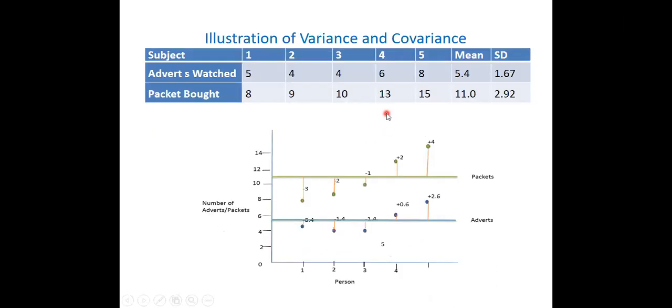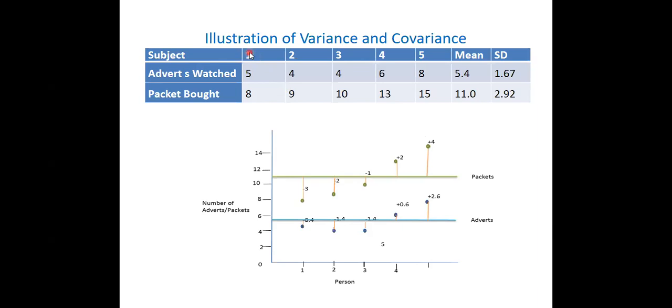Now, for us to understand very well, let's use an illustration to understand the concept of covariance and how correlation originated from it. This illustration is from 5 people. They watched adverts for a particular product, and they also bought the packet of the product. We want to look at the number of adverts watched and how it varies with the number of packets of the product bought.